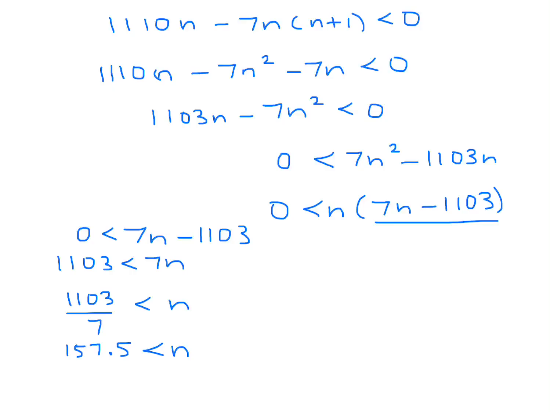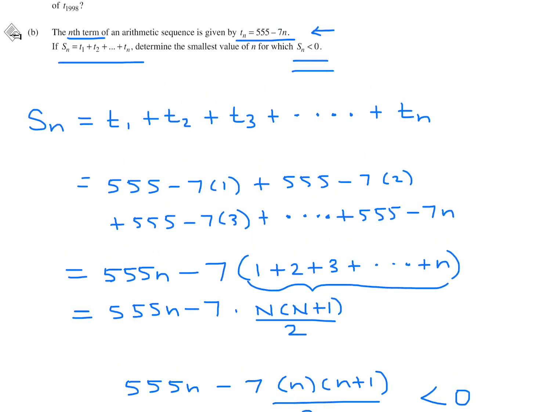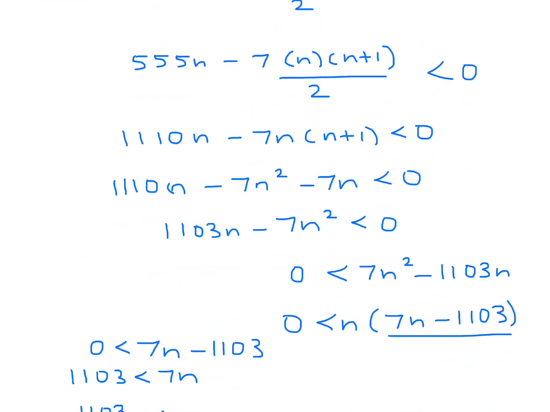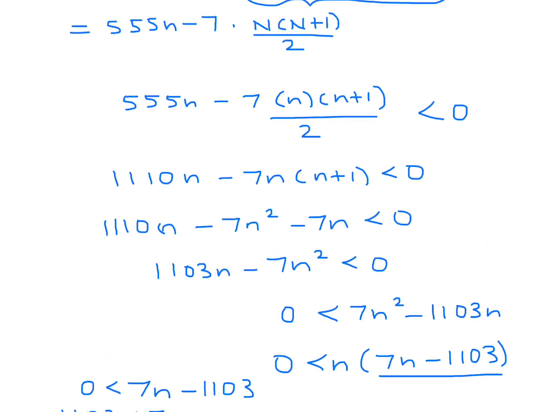157.5. So since n is an integer, right, n represents a number, and we have calculated that n has to be greater than 157.5. So n, the smallest it can be, is 158. All the other values of n obviously are greater than 158. So this is the smallest n, and therefore that's the answer to our question.